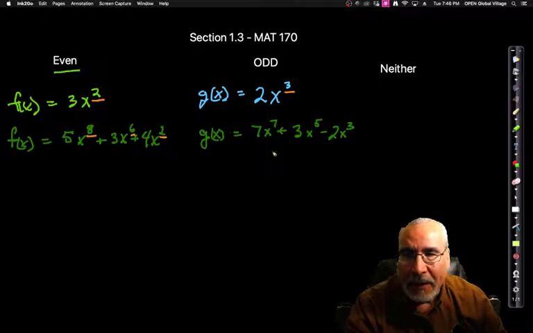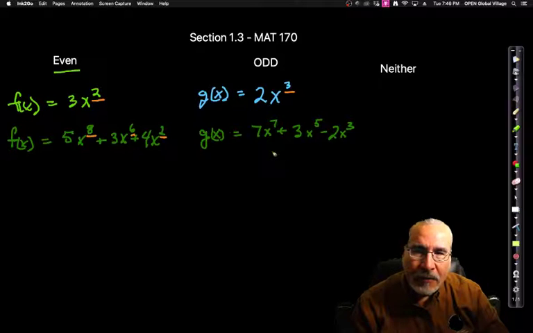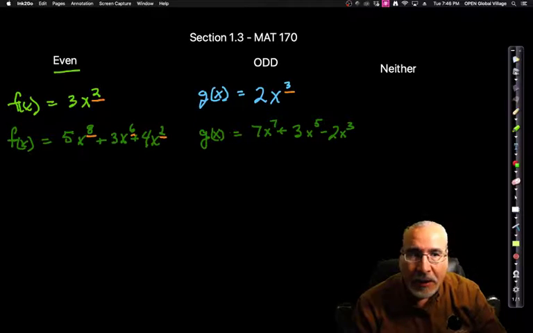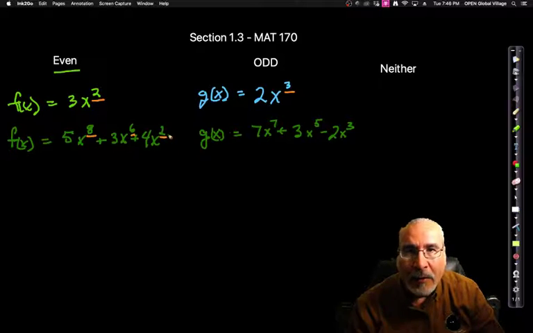Okay. Now, there's one tricky point. What if there is no exponent? So, like there's a constant at the end. Well, I'm just going to give you the answer on that one. It's going to be even, because a constant basically has a variable to the 0 power.